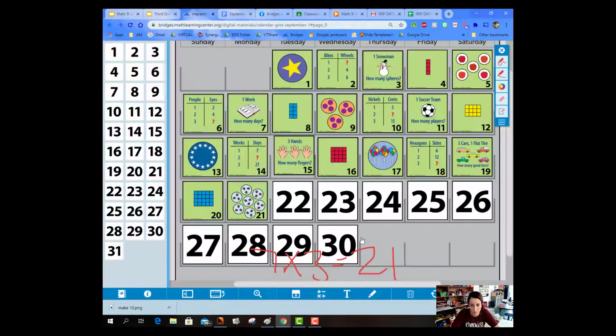Okay, I don't want to start everything over. I just want to erase that stuff. Alright, we're going to go ahead and flip over the 22nd day. We have a ratio table.